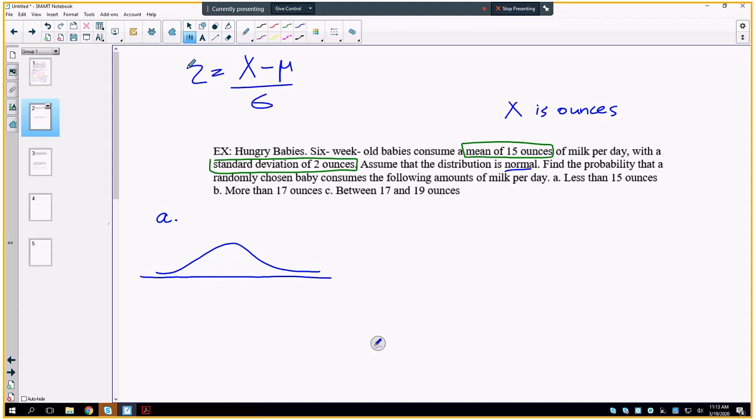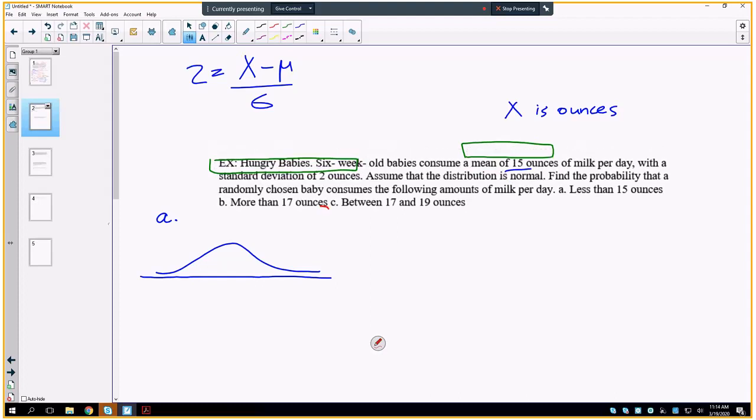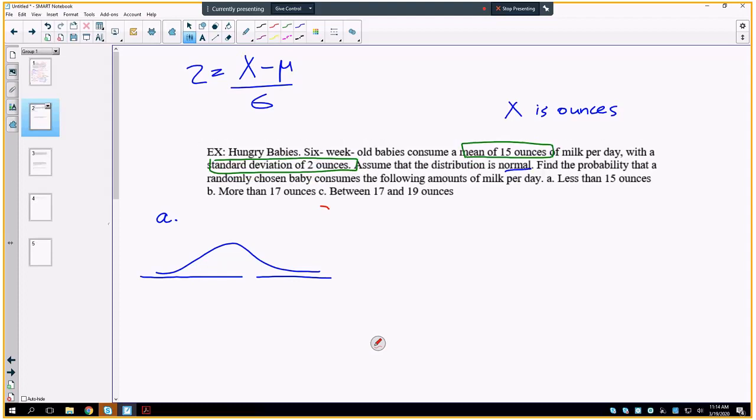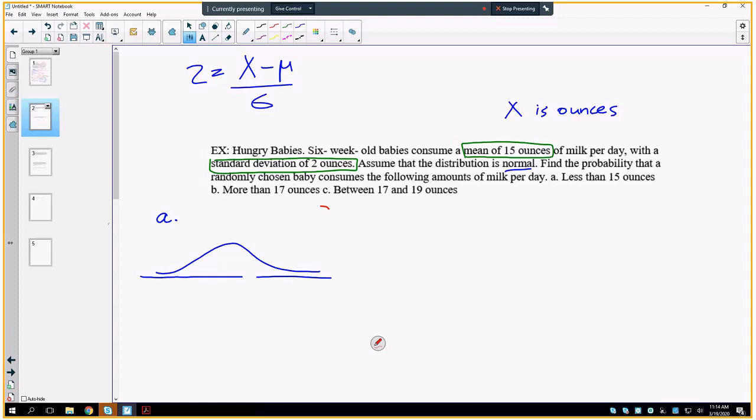So z, 15 is the x. I want to subtract the mean of 15 and divide by the standard deviation of 2. So this is 0 over 2. For part A, I'm talking about 0 standard deviations away. And hey, we already know that that's the mean.